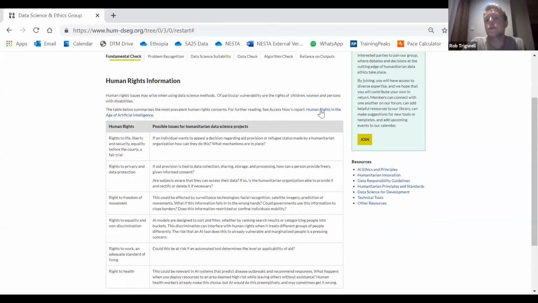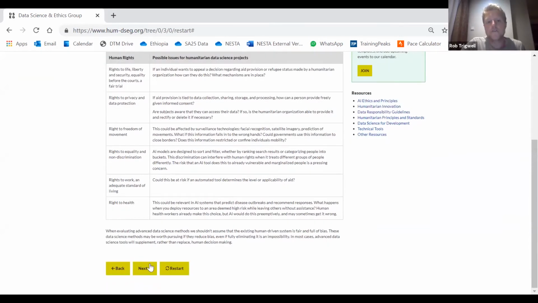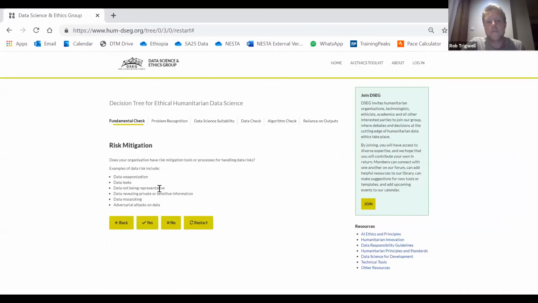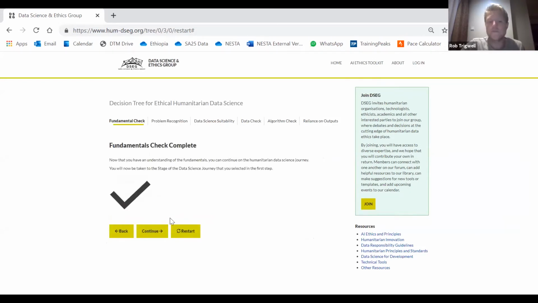And here, everything we do is collated, and we're not drafting this from scratch. We're really just presenting key documents and key tools as part of an AI humanitarian project. So here we quote the Human Rights in the Age of Artificial Intelligence documents. So you can go through, and risk mitigation. Let's just say, yeah, I'm up to speed with this, and this stage is complete.